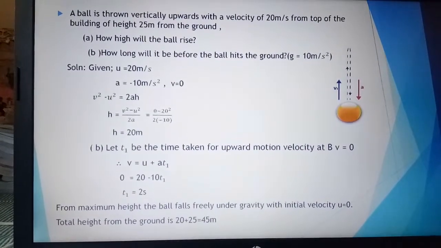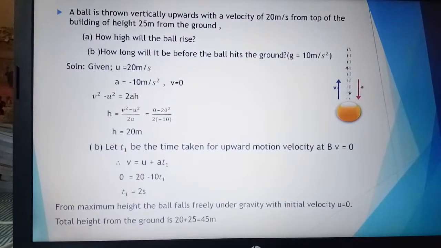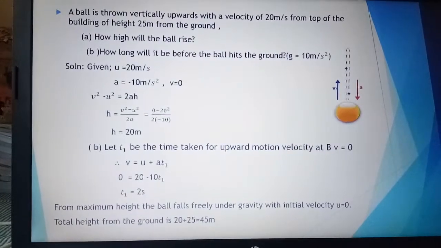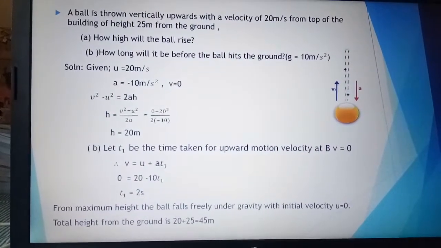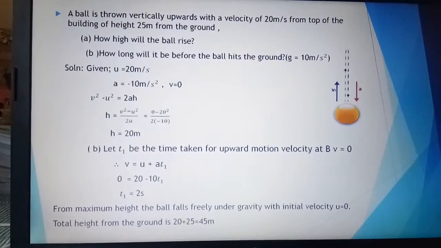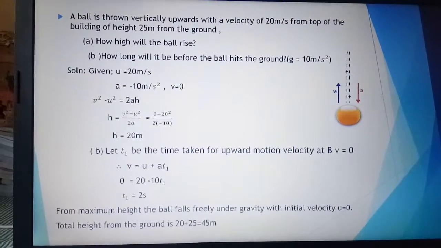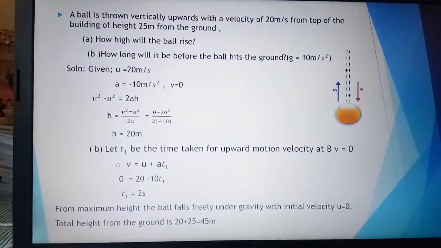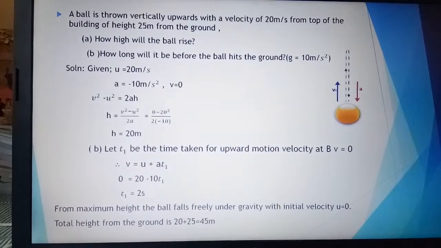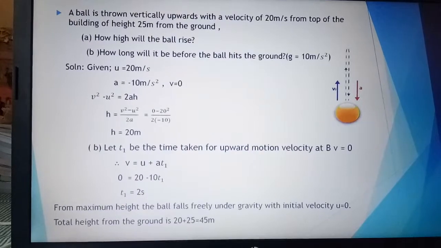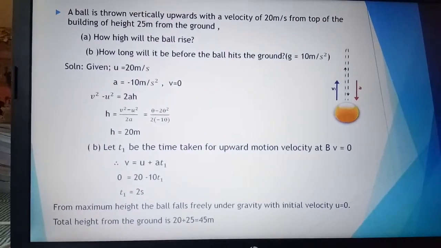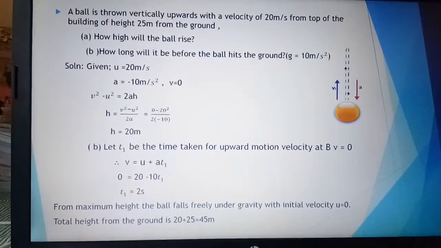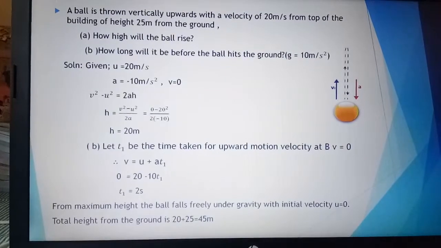As I told you, minus 10 is because the ball undergoes retardation as it moves higher and higher because of acceleration due to gravity, which is always acting vertically downwards. Therefore, it becomes 20 into 20 divided by 2 into 10. Minus minus cancels. So when you cancel, 20 cancels with 20, we get height equal to 20 meter. Means the ball rises a further height of 20 meter. Already the building is of height 25. So total height it covers is 20 plus 25, it becomes 45.